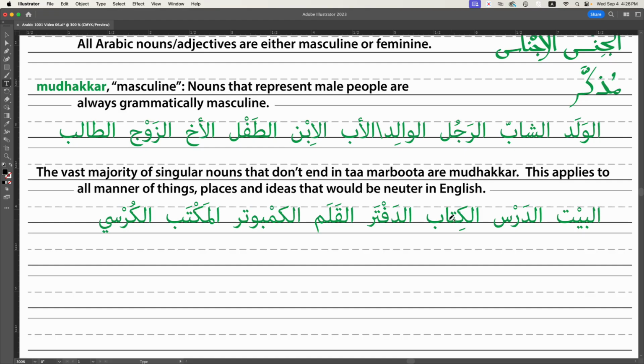A kitab is a book. It's got the kaf ta ba root, which means to write. And this is just a noun pattern. So al-kitab is a book, and it's masculine. A daftar, this is a word that has 4 root letters because it originally comes from another language. So a daftar is a notebook, something that you'd be writing in. I always make it to students that Darth Vader uses his daftar on the Death Star. I don't know if that will help you, though.